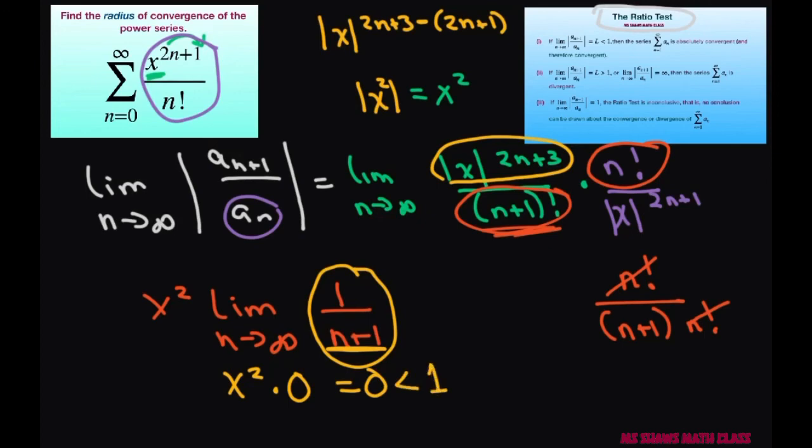so it is convergent, but it means it converges for all values of x. Since it converges for all values of x, our radius of convergence is infinity.